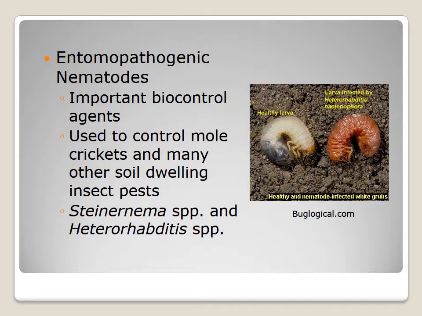On the right-hand side you see a picture of a beetle grub in the soil. On the left is a healthy larva. On the right-hand side is one that was infected with one of these species of nematodes. What the nematodes do is they enter inside the insect grub, feed on it from the inside, and kill it. So some of these can be very important biological controls.